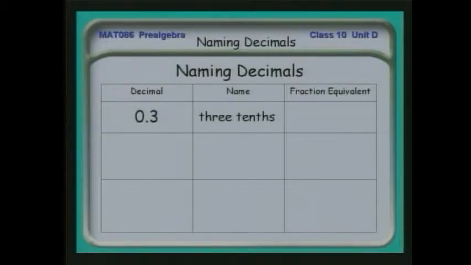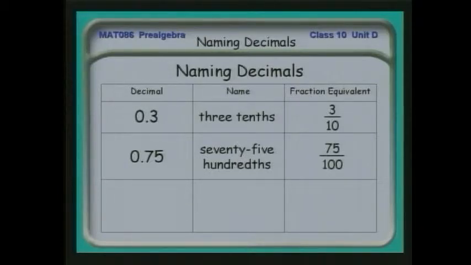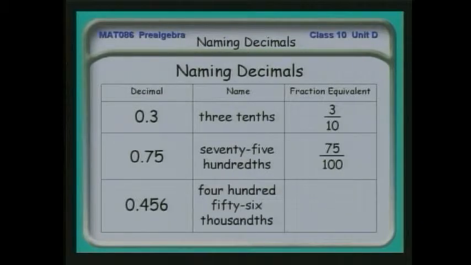0.3, that's said as 3/10, and the fractional equivalent is 3/10, 3 over 10. 0.75, that's said as 75 hundredths and written as a fraction as 75 over 100. If we have 0.456, we have 3 digits to the right of the decimal point. We have tenths, hundredths, thousandths, and that would be spoken as 456 thousandths and written as 456 over 1,000.